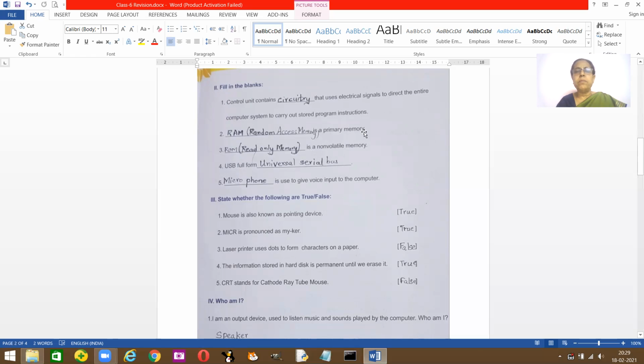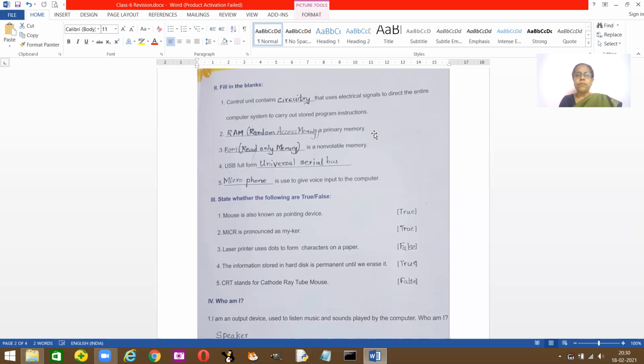Dash is a primary memory. RAM, which is also called random access memory, is the primary memory. Dash is non-volatile. Non-volatile means it cannot be erased. It is the read-only memory, or the ROM, that is a non-volatile memory. USB full form is Universal Serial Bus.